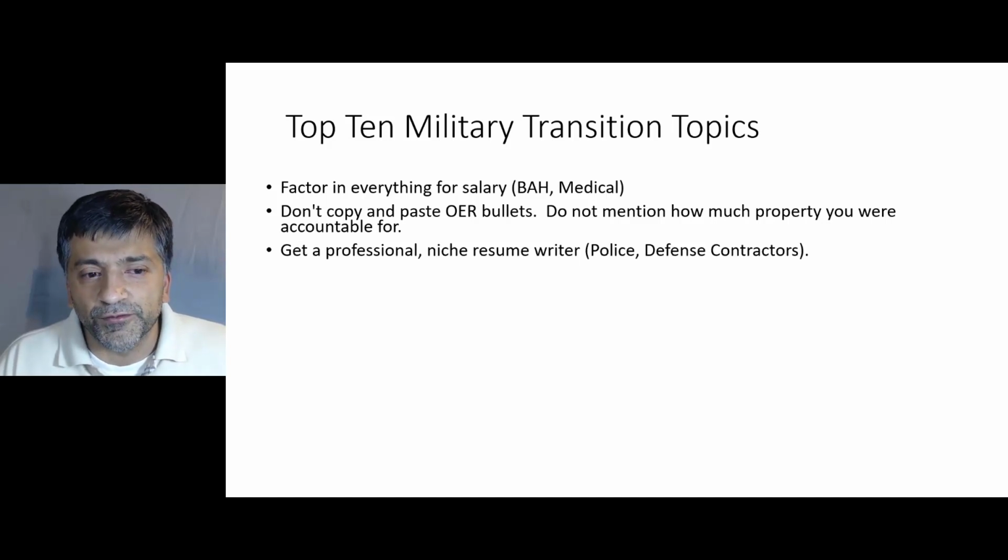Quantify it so it shows that there's an action verb there. I would recommend getting a professional niche resume writer. Police, defense contractors, always work. And particularly if you're going government, pay the $300 and make sure that you do it first. That's how much I paid for a resume, and then you can do it yourself from here on. But again, those niche writers, because you're trying to look for a specific job, are always helpful.